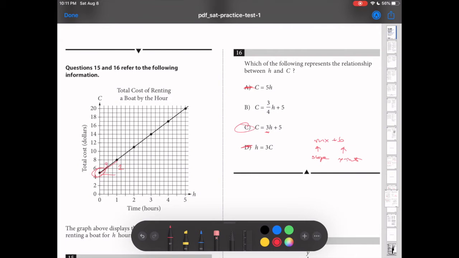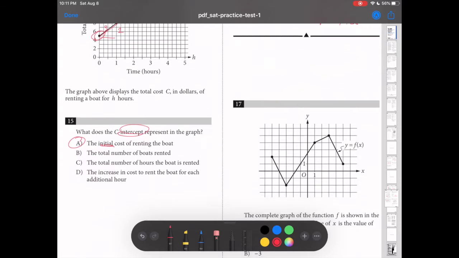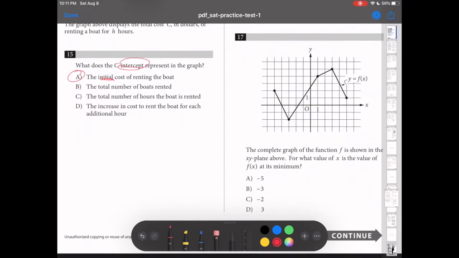Question 17. It's asking for f of x at its minimum. Easily we can just look at the point on the graph which has the lowest point. In here, it's going to be -3. But it's asking for what value of x? Oh yeah, it is -3, because -3, -2, the actual value is -2. But be careful, it's asking for x, so that's what you want the answer to be.